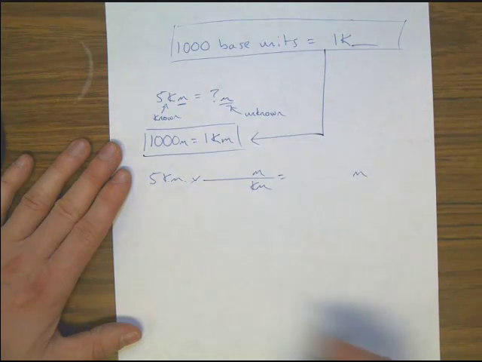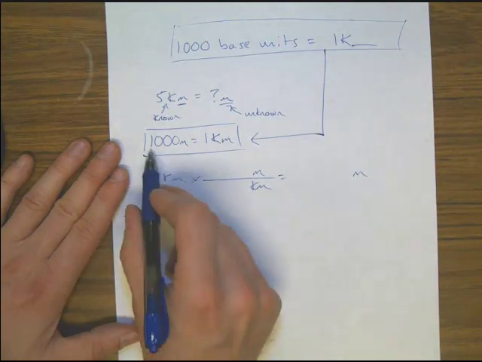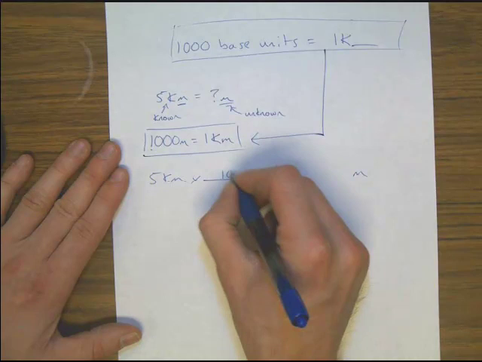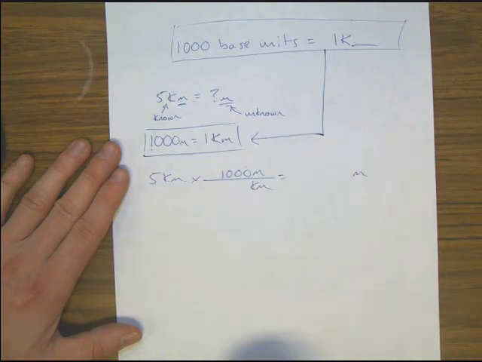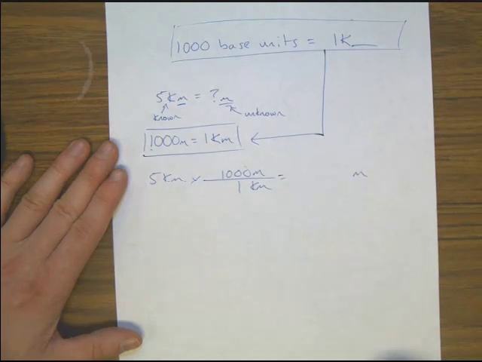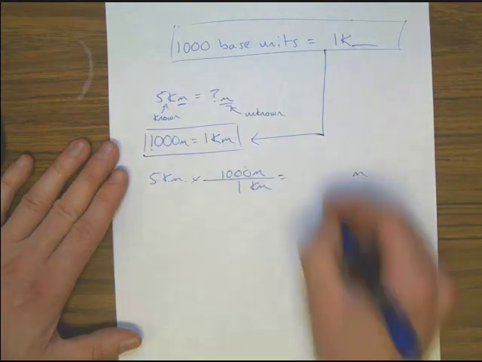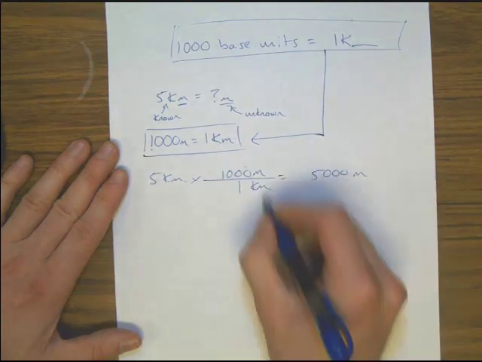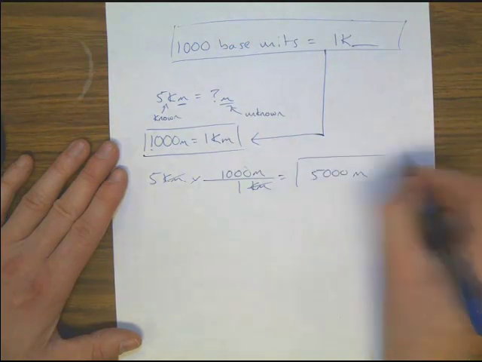I get the numbers from the conversion factor. 1,000 is next to m, so I write 1,000 next to m on top of my fraction. And then I write 1 next to the km, which are my kilometers. So it's 5 times 1,000 divided by 1, which is 5,000. My kilometers cancel out, and I've got my answer.